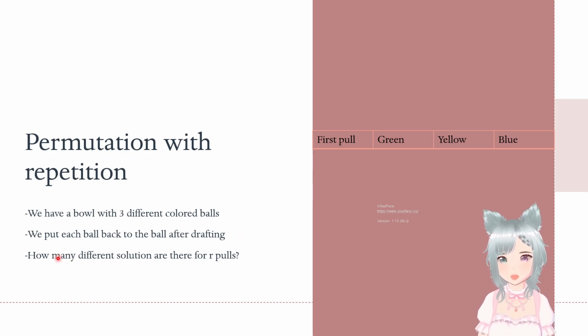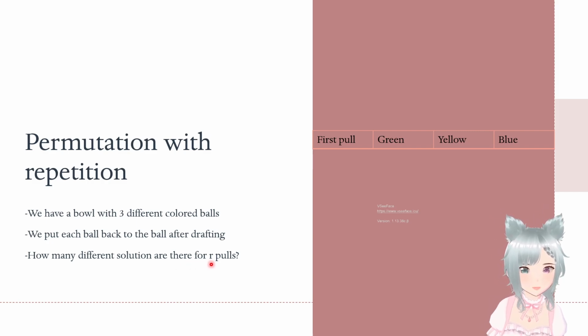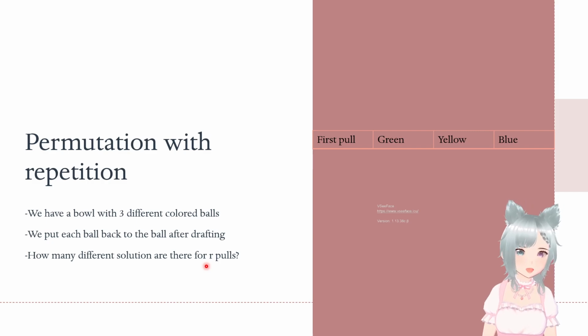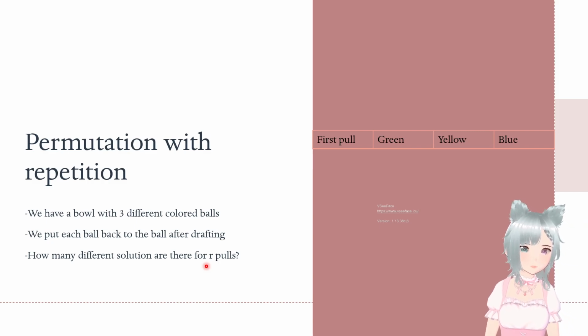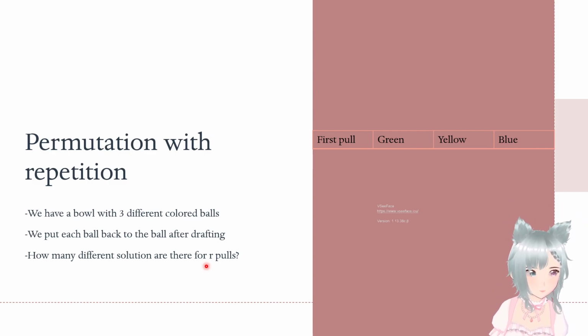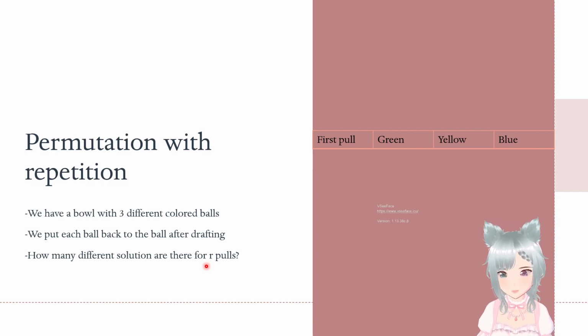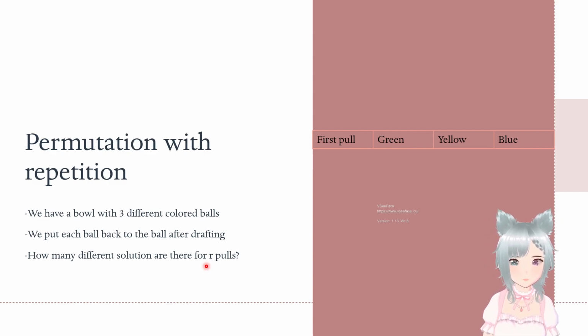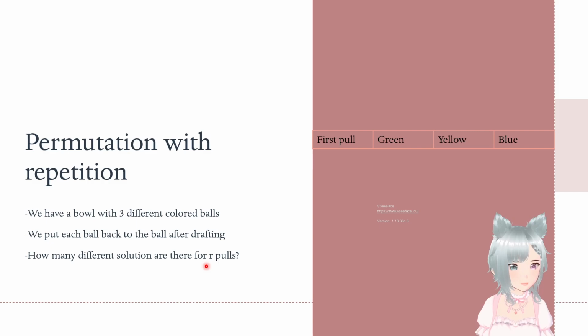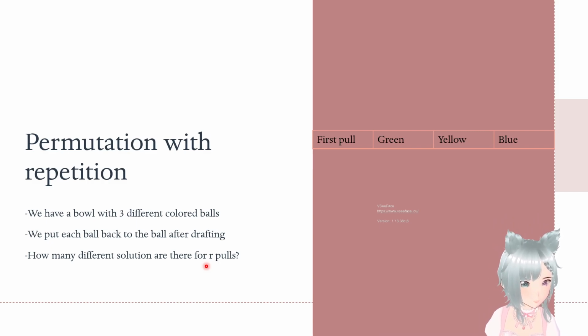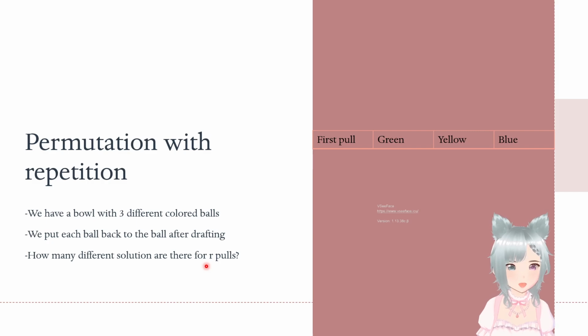And the problem now is, how many different solutions do we have if we pull an arbitrary number of times? I call it R, because it's usually called R, the number of pulls you do. The question becomes, how many variations do we have if we, let's say, pull 5 times? We can easily get there if we just talk about what happens when we draw a second time.